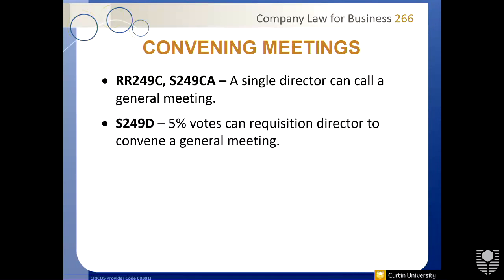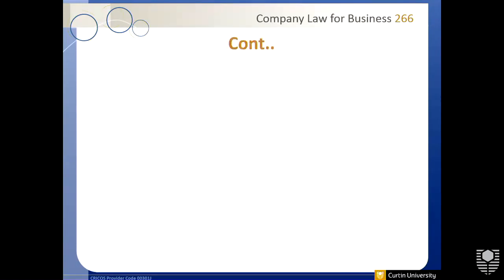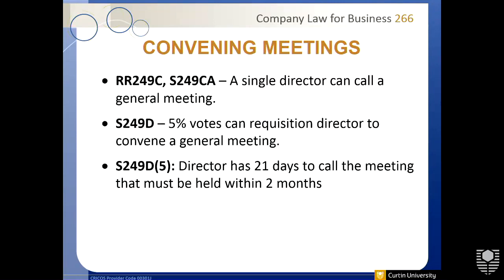So how do we convene this meeting? Convene means call for this meeting. Replaceable rules section 249C and section 249CA, a single director can call a general meeting. Section 249D, 5% votes can requisition directors to convene a general meeting. So here, a member can requisition for the convening of a general meeting where they have 5% votes. Section 249D sub 5, directors have 21 days to call the meeting that must be held within 2 months.